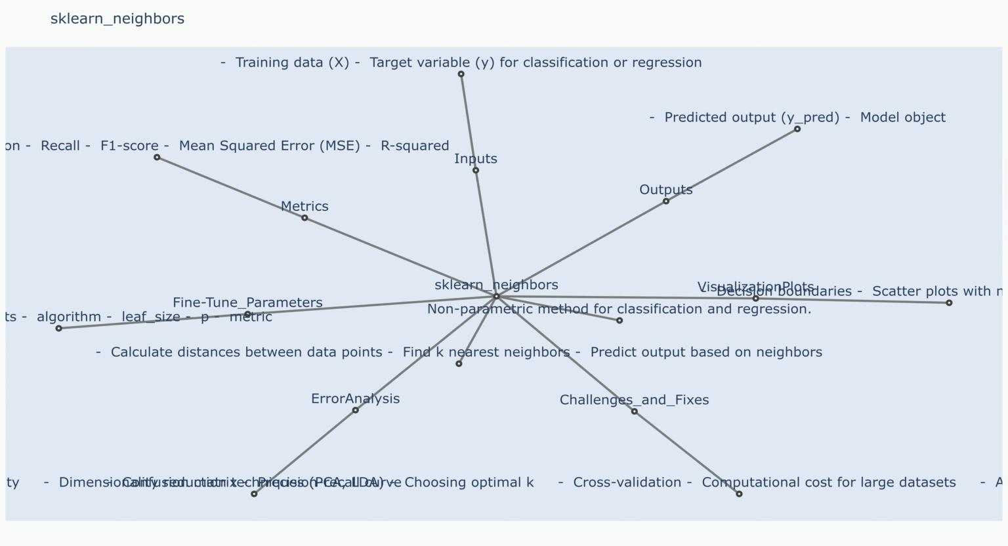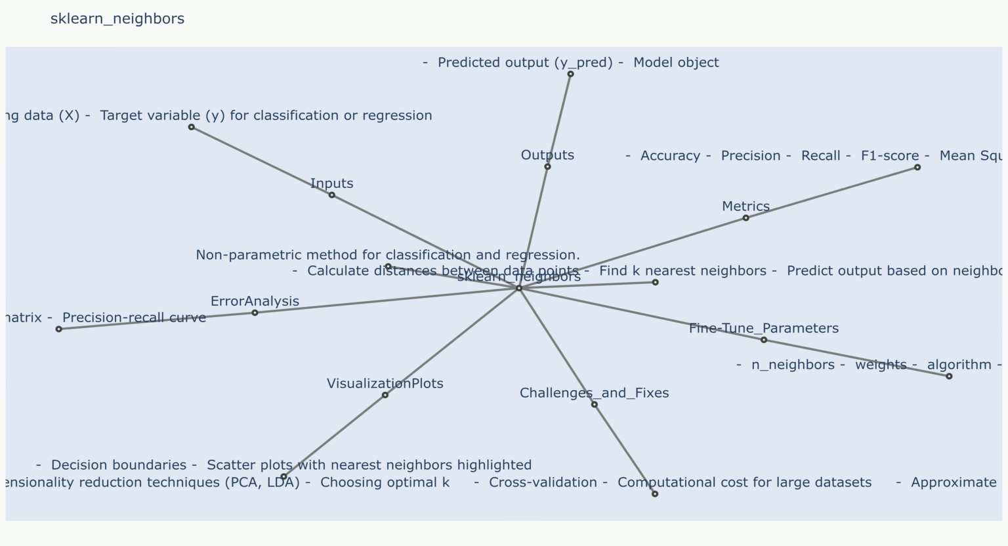Inputs. Training data: a set of data points, features and corresponding labels used to train the model. Test data: new data points, features that the model will use to predict labels or values. Outputs. Predictions: the predicted labels or values for the test data based on the nearest neighbors. Probabilities for classification: the probability of each class for the test data derived from the neighbors.